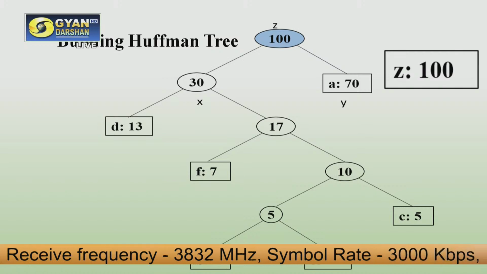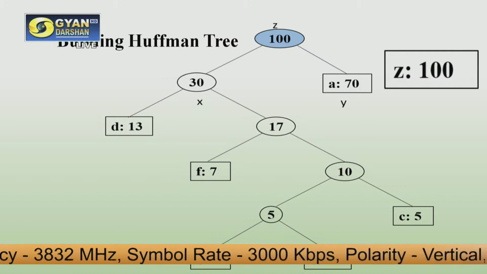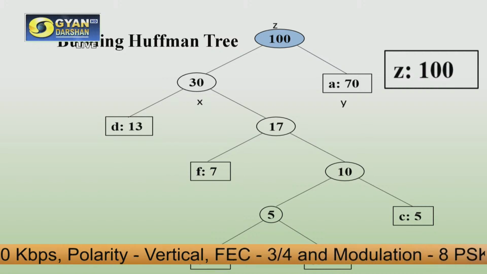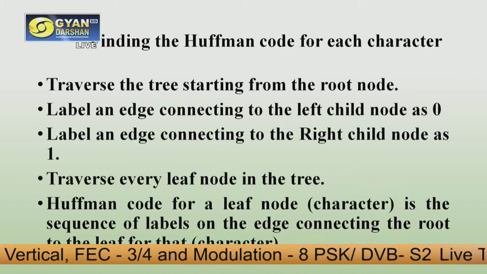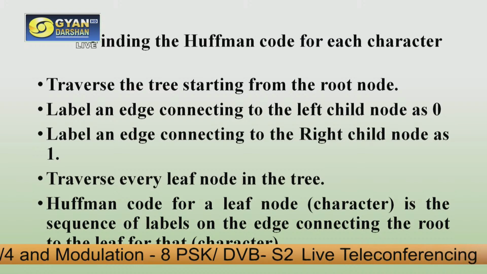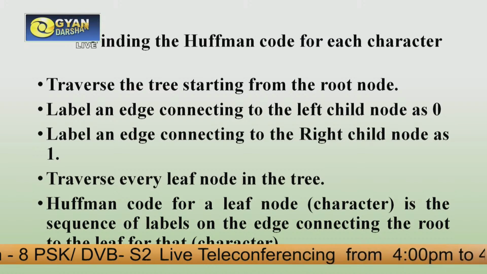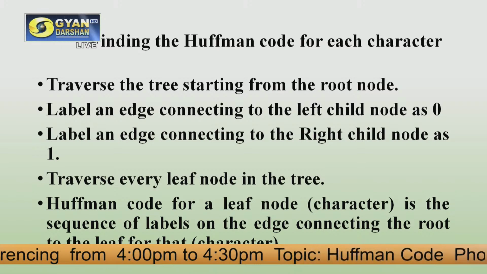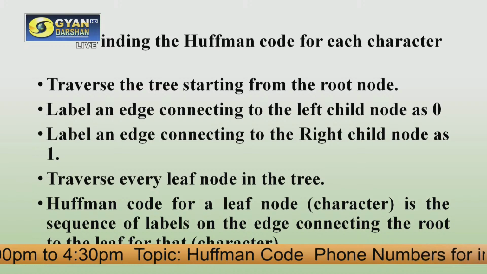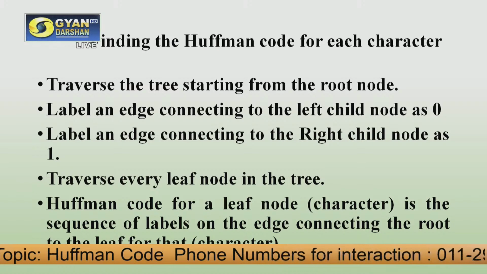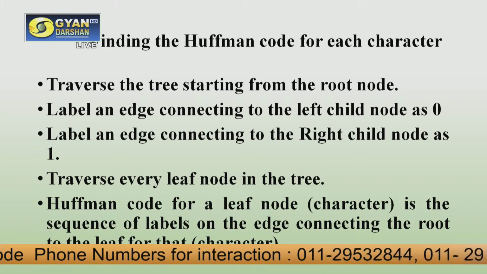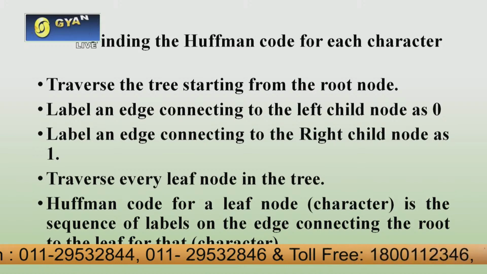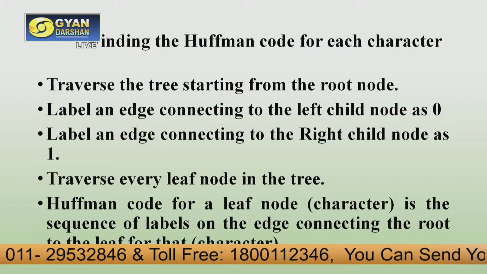Now once we have built the Huffman tree, what do we do next? We've got to create the codes. We have not yet created the code in this particular situation. So finding the Huffman code for each character is going to be the next step. And how do we do this? Traverse the tree starting from the root node, that was the Z node, where the frequency was 100 total. Label an edge connecting to the left child as 0. Label an edge connecting to the right child as 1.